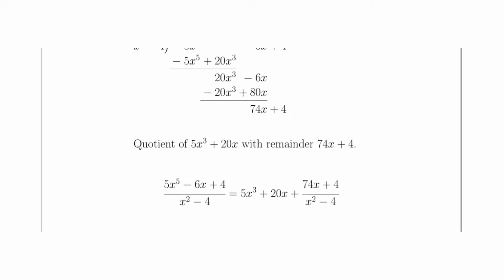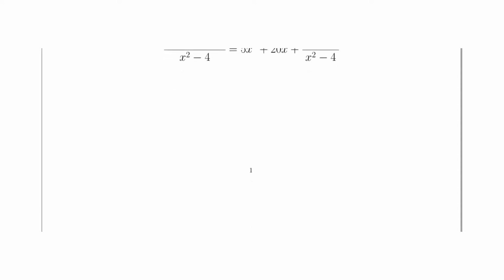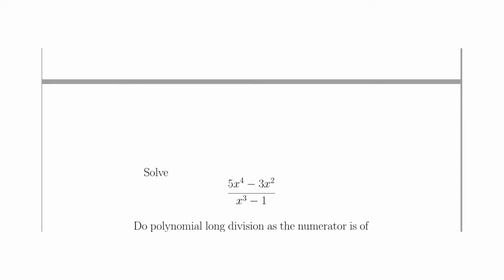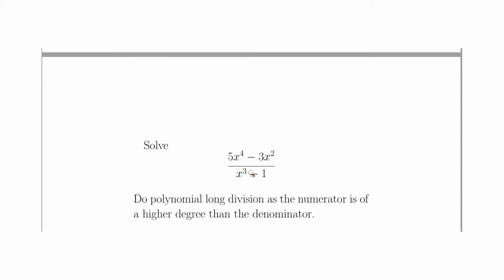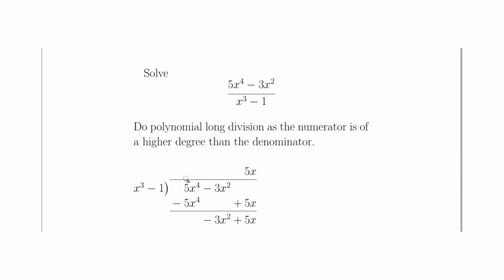So let's try another one. Here we go. The next one is 5x to the 4 minus 3x squared divided by x cubed minus 1. So again, this is our denominator, so that goes outside of the long division symbol, and the 5x to the 4 minus 3x squared will go inside. So this is how we set it up. 5x to the 4 minus 3x squared inside, and x cubed minus 1 goes outside.